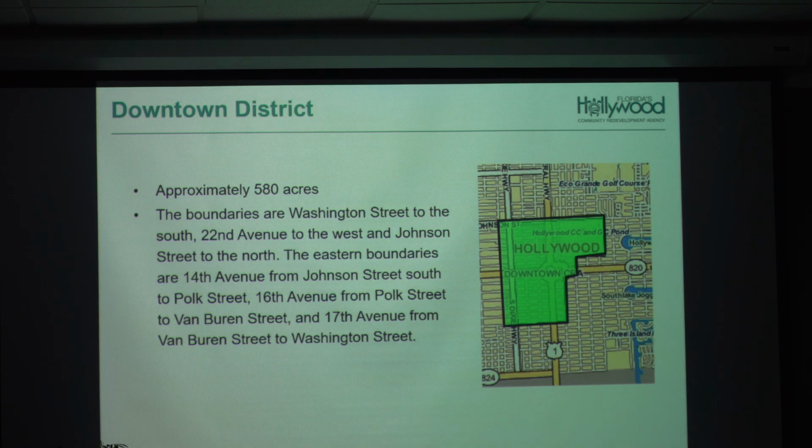So let's get down to the nuts and bolts here. The downtown district of the CRA is approximately 580 acres. And as you can see from this map, the boundaries are between Washington Street to the south, 22nd Avenue to the west, Johnson Street to the north, and then it has more of a jagged edge on the eastern boundary, which is 14th Avenue from Johnson Street south to Polk Street, 16th Avenue from Polk Street to Van Buren Street, and 17th Avenue from Van Buren Street to Washington Street. So that's the downtown district.